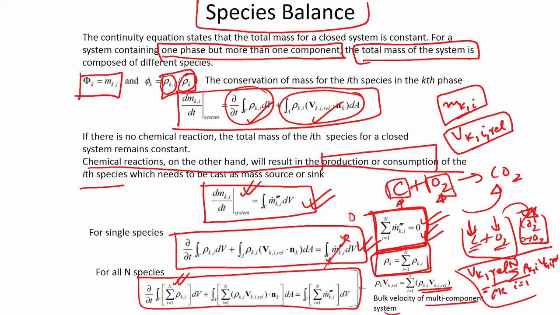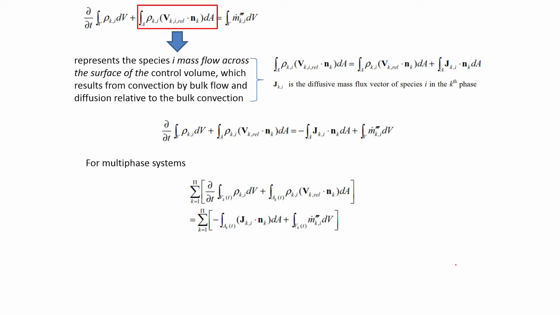So, it is nothing but the density averaged velocity of each of the components. So, that is the species balance in a nutshell. Now, if you look at this particular expression over here, it is not complete yet. Say, the second term on the left hand side.